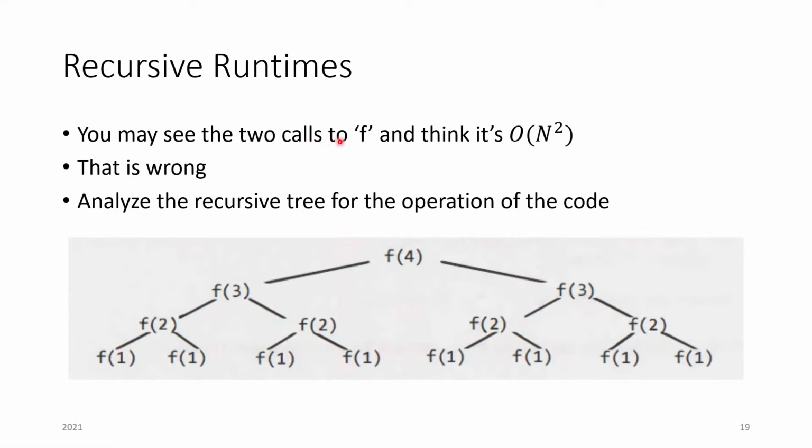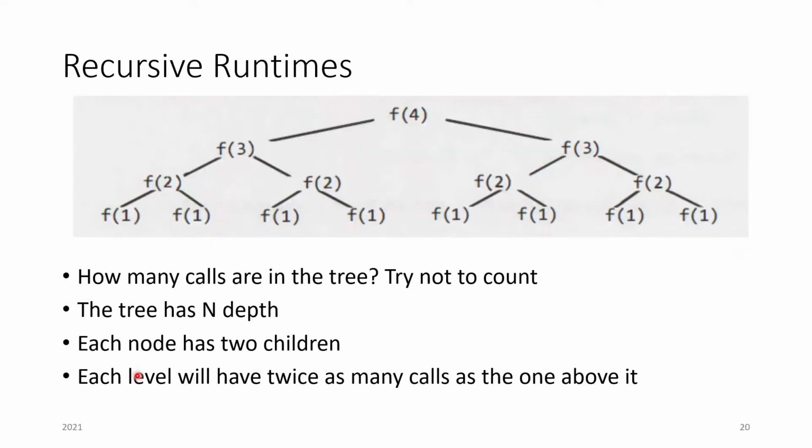You may see those two function calls there and think, okay, it's going to be O of n squared. And no, that's wrong. We're actually going to have to analyze the recursive tree, as we saw in our previous lectures, to figure out the runtime of the code. So how many calls are there in the tree? And we don't actually need to count to figure out how many calls there are.